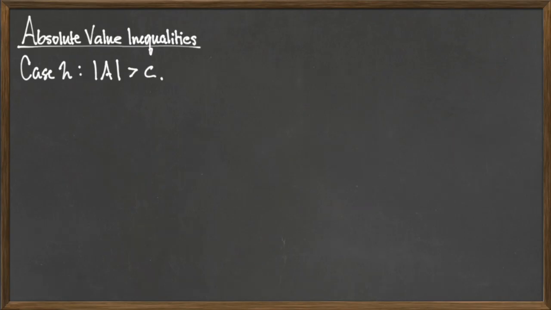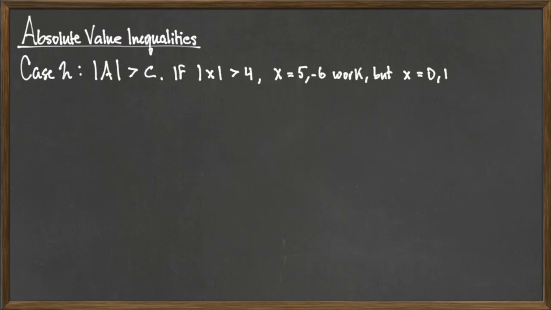Now we're going to look at case 2. Suppose that the absolute value of A is now bigger than a number C. Well, like before, let's consider the inequality absolute value of x greater than 4. Numbers like 5 and -6 now work, but numbers like 0, 1, and -2 don't work. I've essentially turned my situation inside out. So let's sketch this out.